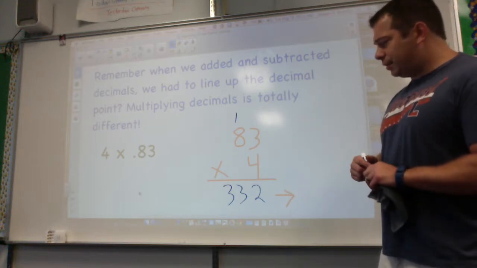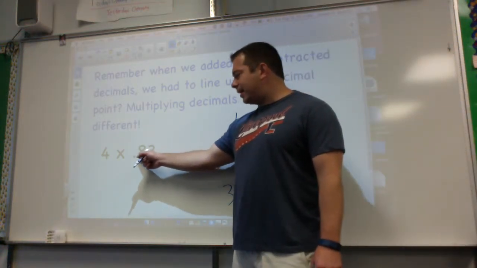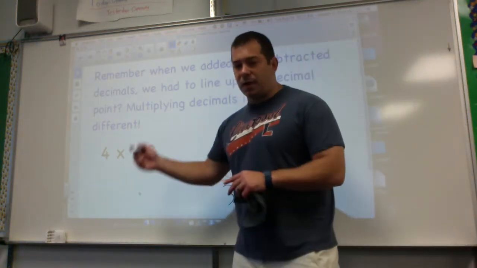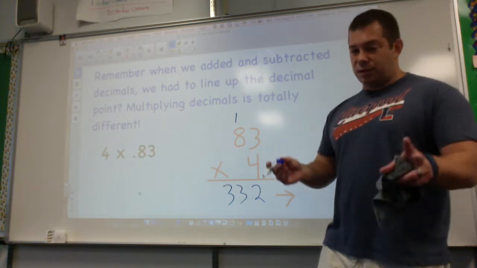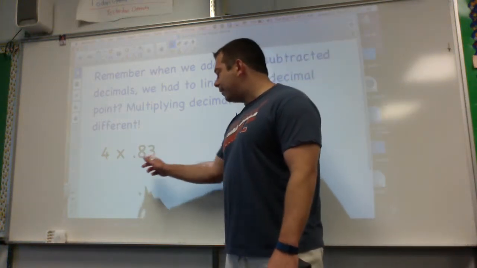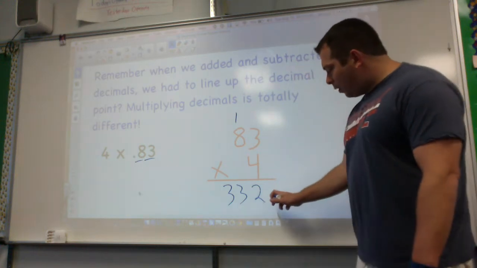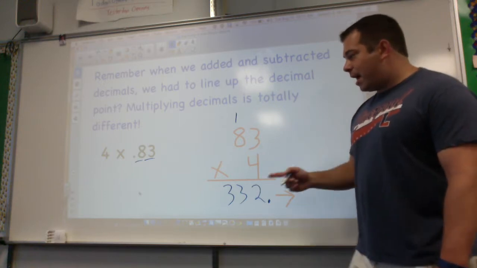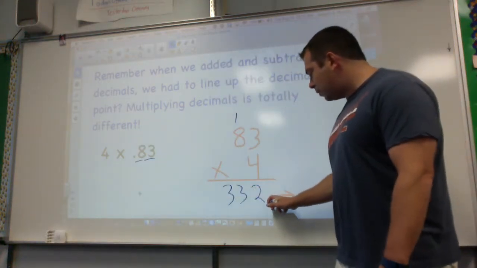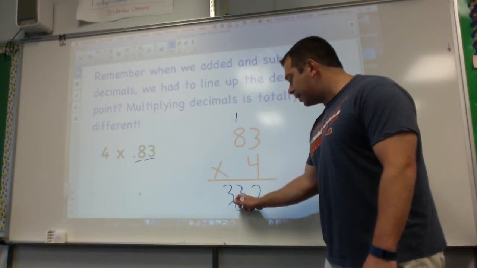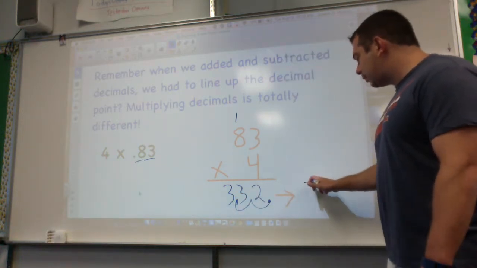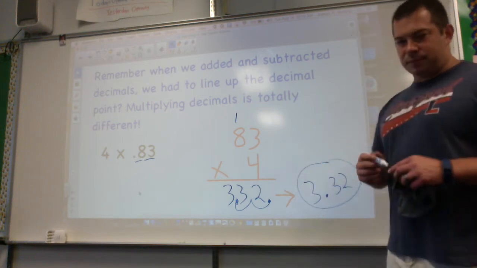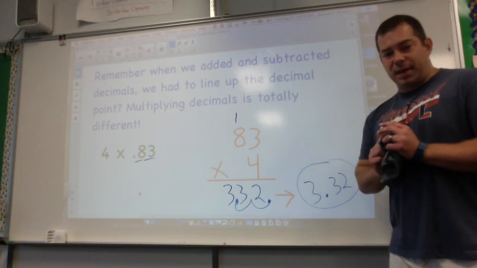Now here's what I want you to do. Count how many place value spots were to the right of all of our decimals. I only have 1 decimal. Okay, when we start multiplying decimals by decimals, you'll have 2 decimals. But I have 1 spot and 2 spots. So I'm going to put my decimal point right there because this is 332 for now. And I'm going to move it to the left 2 spots. 1, 2. And there we go. So my actual answer is 3 and 32 hundredths.